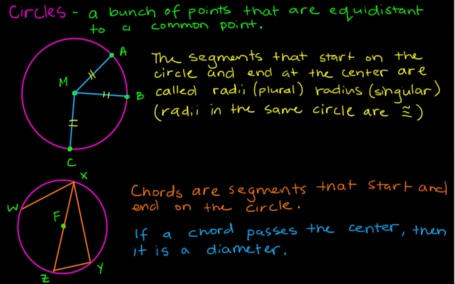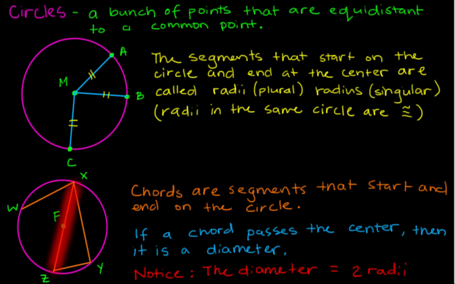Now if a chord happens to pass through the center of the circle, then we're going to call that chord a diameter. So in this problem, ZX is what we would call a diameter. Now what I'd like you guys to notice about this diameter is that it is actually made up of two radii. And this leads us to our final topic, and that's that a diameter is equal to 2 of the r's. So let's go through it really quickly.